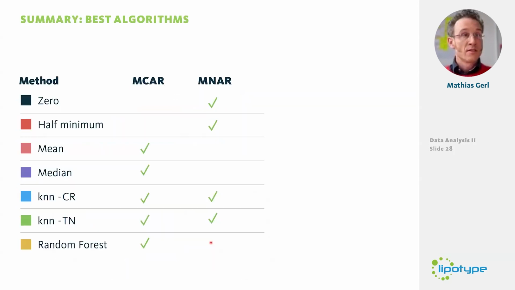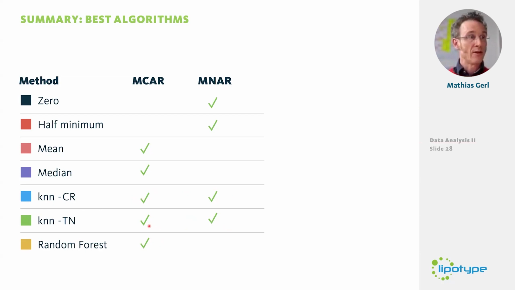The summary, or the takeaway you should notice, is that these methods are not bad per se. They actually work well in one or the other scenario. Like 0 or half minimum works actually quite well in the missing not at random case. Mean and median work well in the missing completely at random case. Random forest is also quite good in both cases, but really shine these two, where they work very well in the missing not at random, but also very well in the completely at random case.